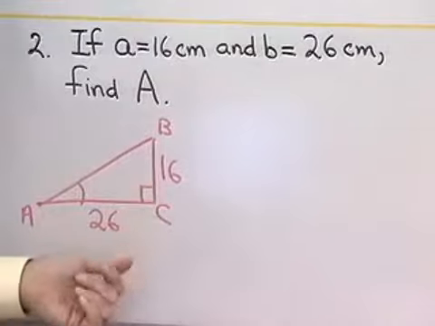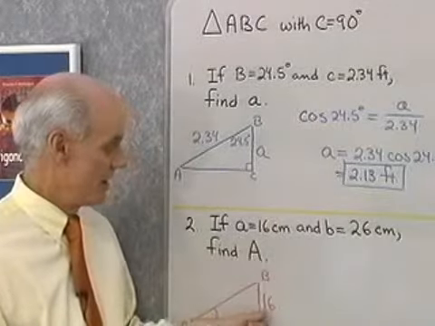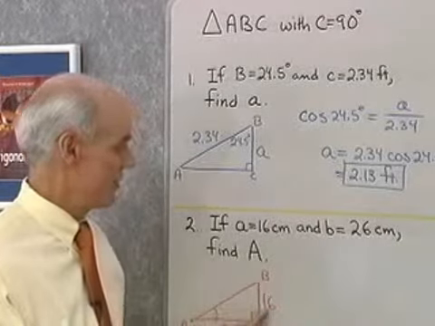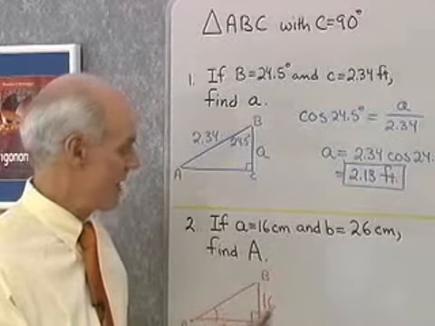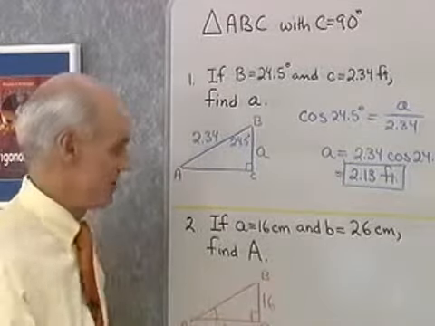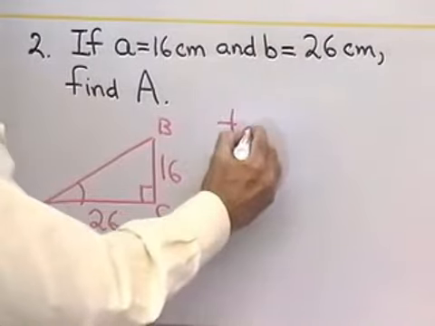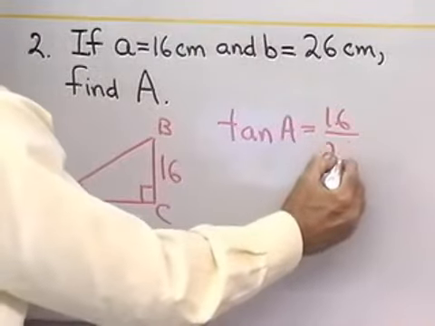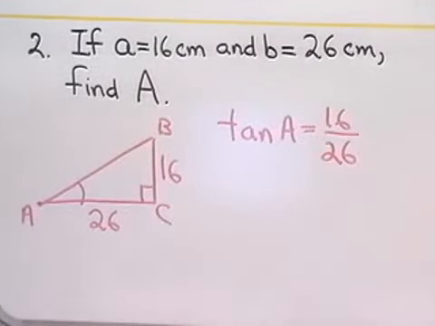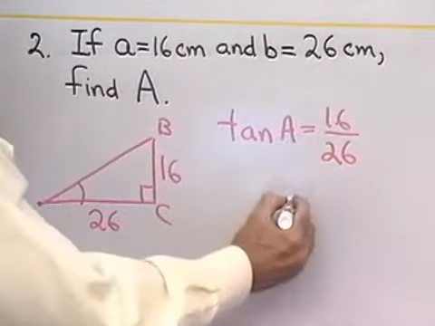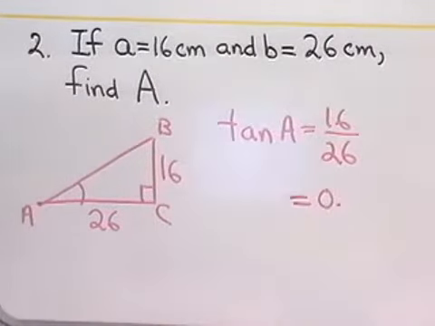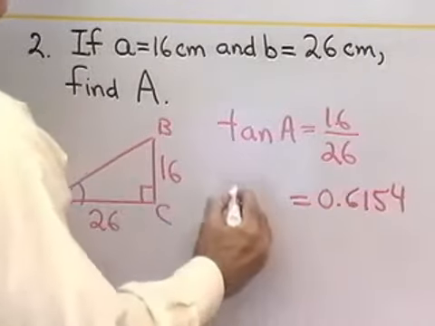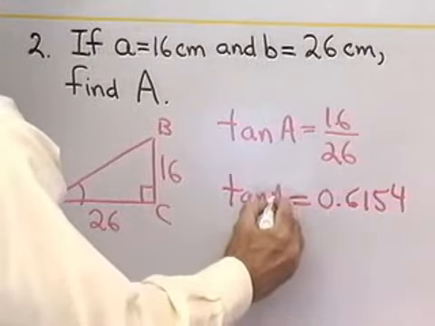So I have to ask myself now, with respect to this angle and these two sides, what trigonometric function relates all 3 of those? Well, with respect to this angle, this side is opposite and this side is adjacent. So I have opposite, adjacent. I must be talking about the tangent function. So I'm going to write down that the tangent of angle A is the side opposite, 16, divided by the side adjacent, which is 26. Okay, I do the arithmetic there, and I'll just show you 4 significant figures. That comes out to be 0.6154. And that's my tangent of angle A.